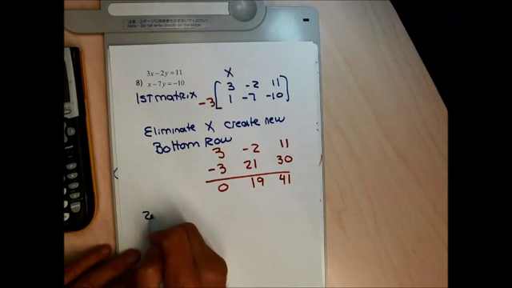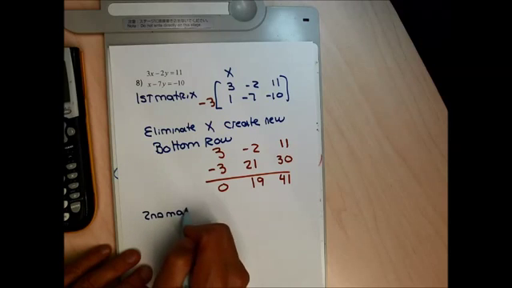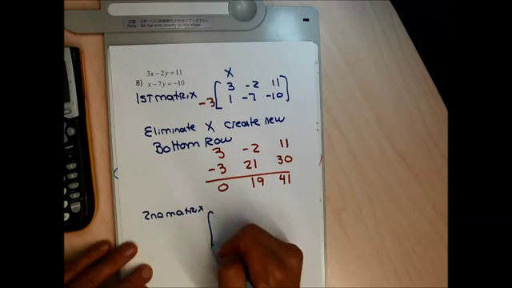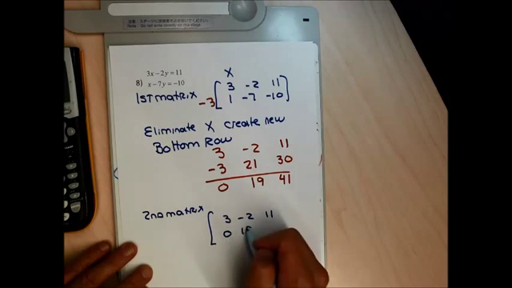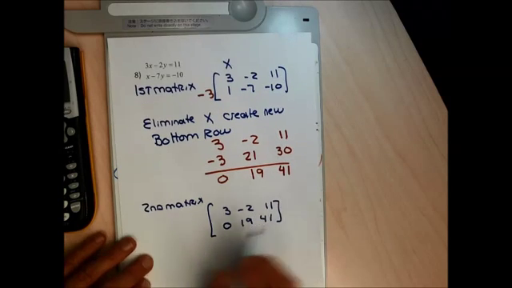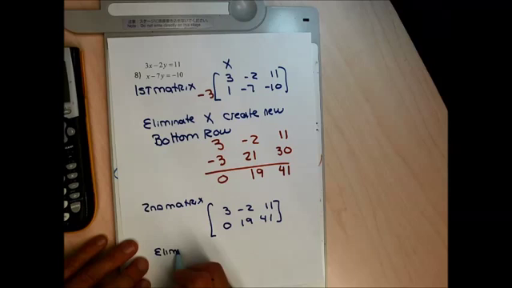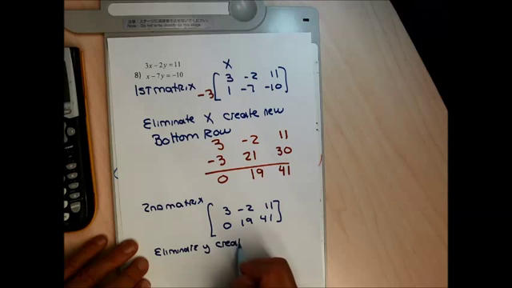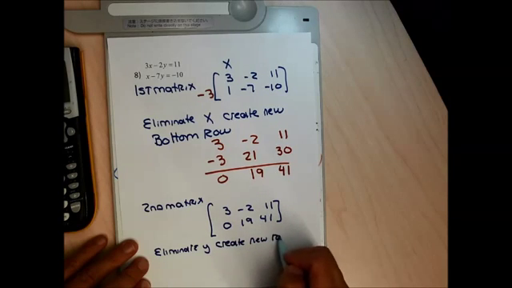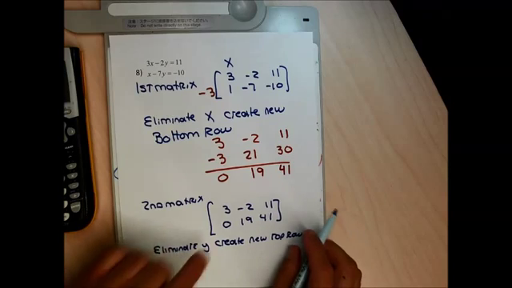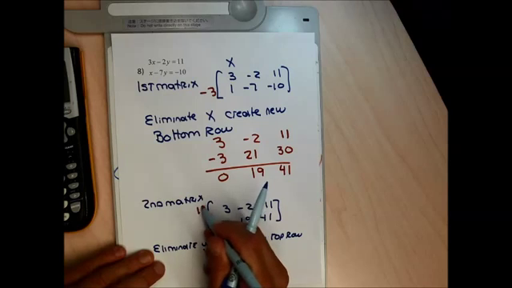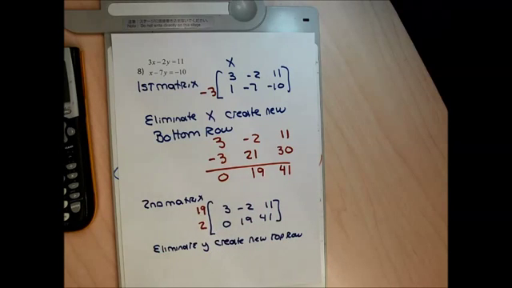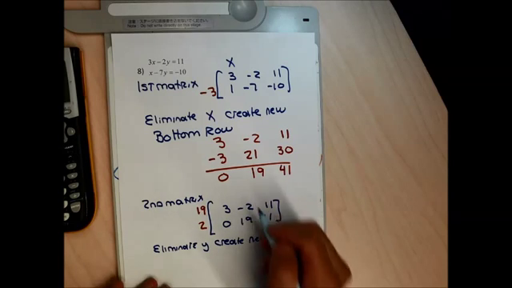So in my second matrix, my top row is going to stay 3, -2, 11. My bottom row is going to be 0, 19, and 41. Now I need to eliminate the y's and create a new top row. I'm going to do that by making this a -38 and that a positive 38. I'm going to multiply the top row by 19, the bottom row by 2, and that's going to force the numbers in the y column to cancel out.